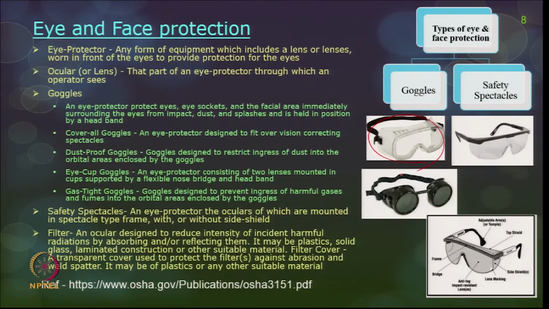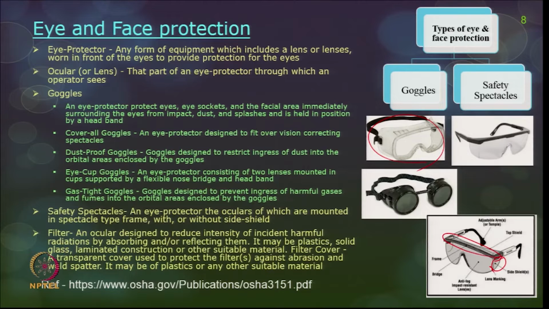Now, next is coverall goggles. This is primarily over and above your normal glasses, you can wear these goggles. This is called coverall goggles. It is designed to fit over vision correcting spectacles. Next is dust proof spectacles. These goggles are designed to restrict the ingress of dust into any orbital areas of the eye. Generally, this comes with side shields and also with a top shield, so that the eyes are completely enclosed without any dust entering the eyes.